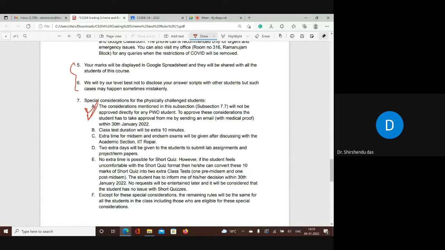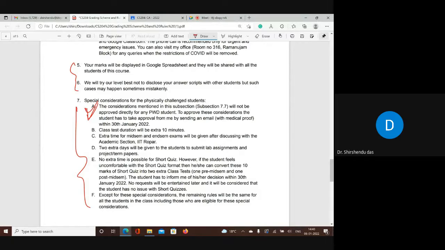Rule A: the consideration that I have mentioned in this subsection will not be approved directly to any PWD student. To approve this, the student has to approach me first. The student must send an email to me with medical proof saying, sir, I need the relaxation that you have mentioned in subsection 7.7. Only if you send a mail, and only after you get an approval mail from my side, can you assume that the special consideration will be given to you.